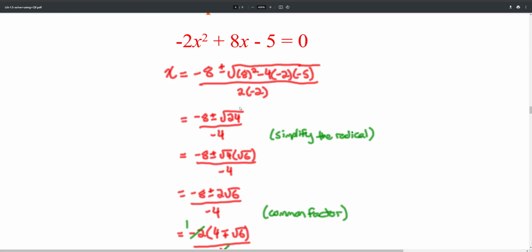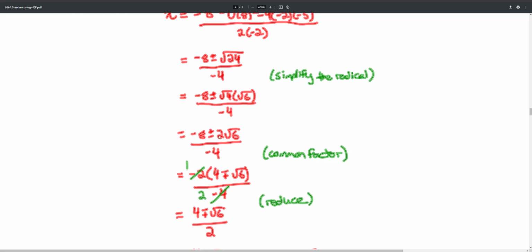Square root of 24, remember, we have to simplify the radical. 24 can be evenly divided by 4. So that splits into square root 4 and square root 6. Square root 4 just becomes 2. And now this becomes -8 plus or minus 2 root 6 divided by -4.